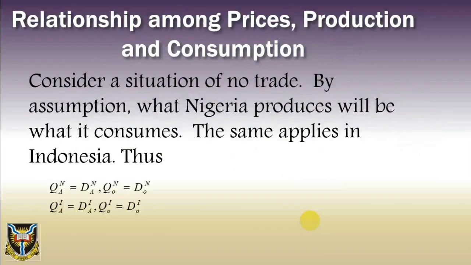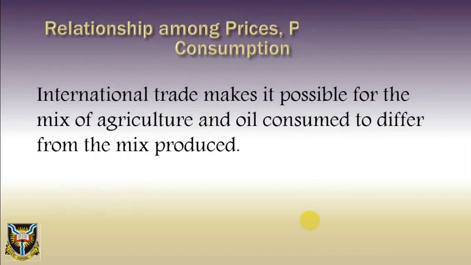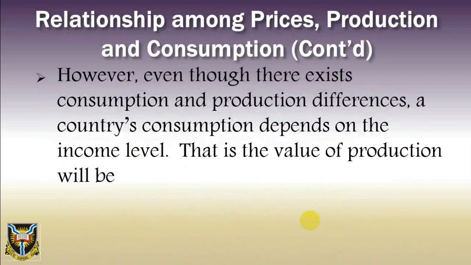Relationship between prices, production, and consumption. Consider a situation of no trade. By assumption, what Nigeria produces will be what it consumes. The same applies to Indonesia. International trade makes it possible for the mix of agriculture and oil consumed to differ from the mix produced. However, even though there exist consumption and production differences, a country's consumption depends on the income level.